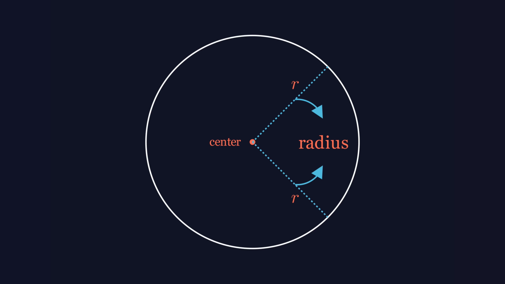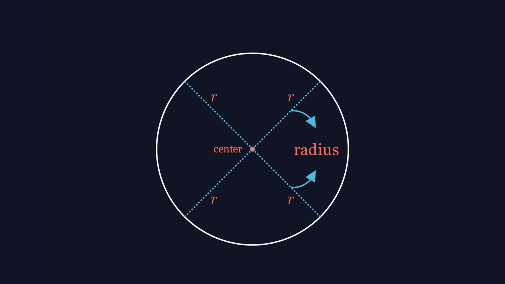The radius is usually represented by the letter r. All radii drawn from the center of a circle are equal in length. Now let's take a look at some basic concepts related to the circle.